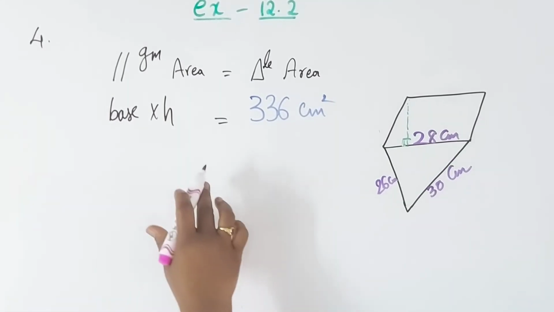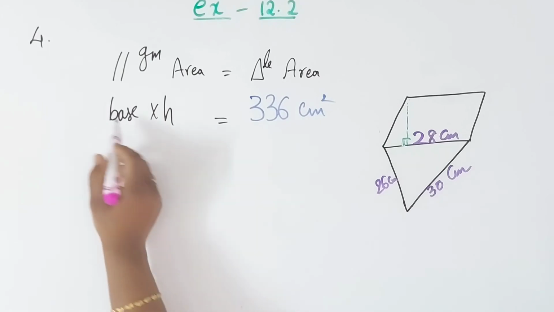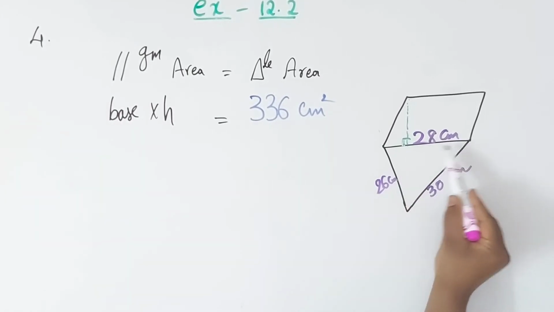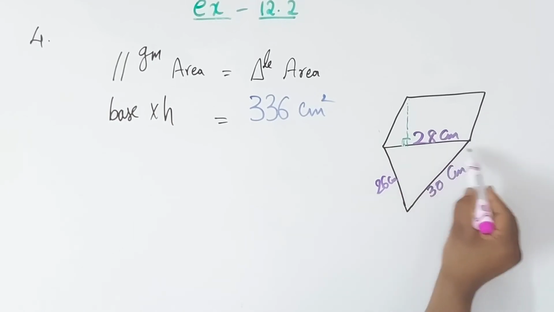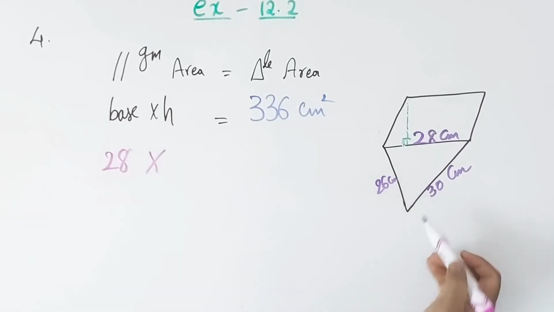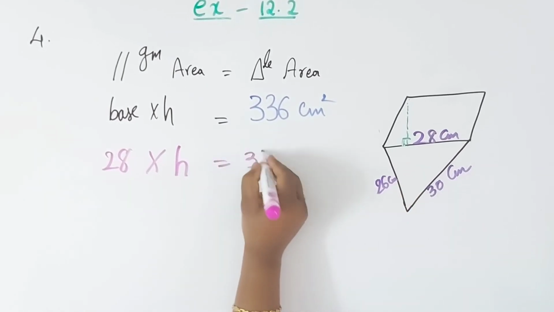Now parallelogram area is equal to triangle area. They said already, right? It is given in the question. Correct children? So what is parallelogram area? B into H. B means base. Parallelogram stands on the base 28 centimeters children. So it is 28 into height. Height we don't know. H, that equal to triangle area.